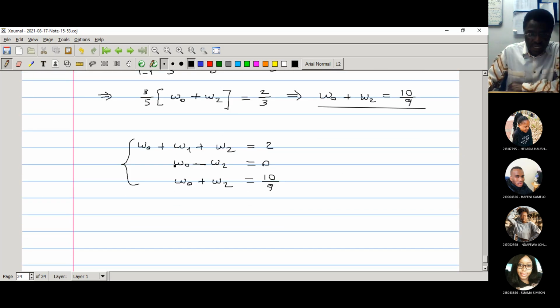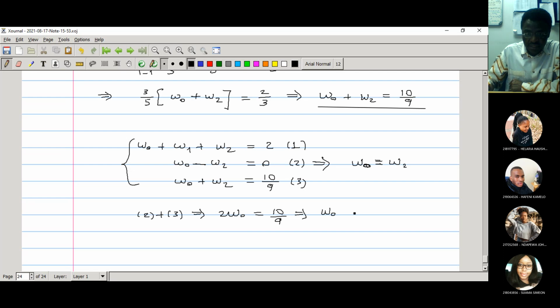Now, you agree with me that this is the first equation, this is the second equation, this is the third equation. From this second equation, we just see that W0 and W2 are exactly the same. Right. Now, if I add 2 and 3, I have 2W0, because this will cancel out. 2W0 is equal to 10 by 9. So this implies that W0 is what? 5 by 9. And which is exactly W2.